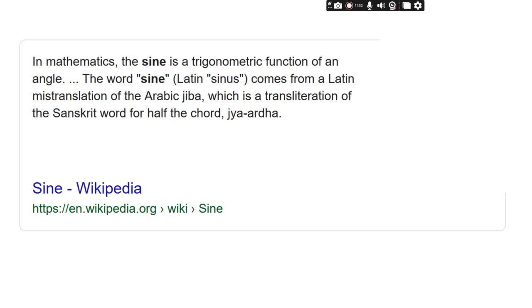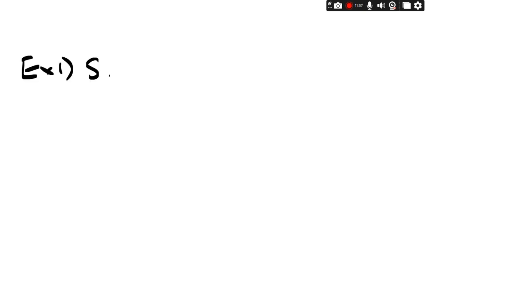Individual, and you're going to present it to the rest of the class. Okay, let's go on. Here it is. So, exercise 1, state the six trig functions.